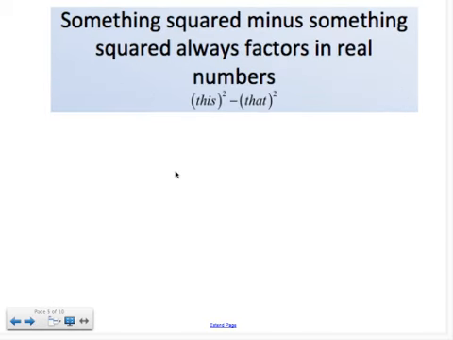Okay, we're actually going to go into some special patterns. The first special pattern is what we call a difference of two squares: something squared minus something else squared. This expression will always factor, and we're going to see this quite a bit, so we want to be very comfortable with it. And the way it factors is that first object being squared plus the second object being squared, times the first object being squared minus the second object being squared.